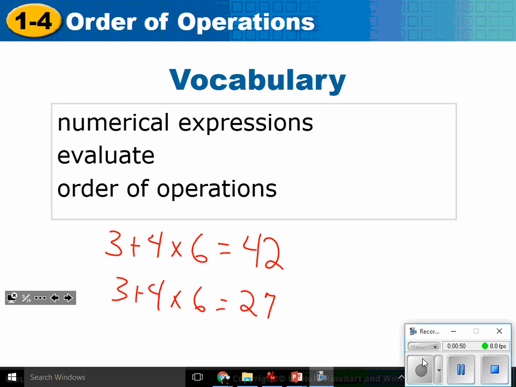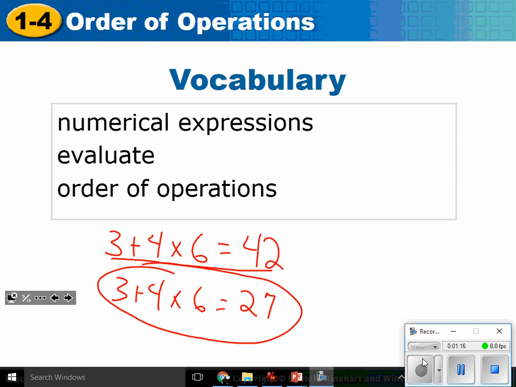Austin. You think it's this one? I mean, it makes sense, right? Because 3 plus 4 is 7, times 6 is 42, right? That makes sense. Or is it this one? Is this one? It is this one. It's the bottom one.